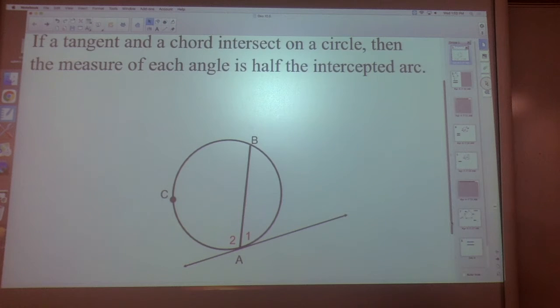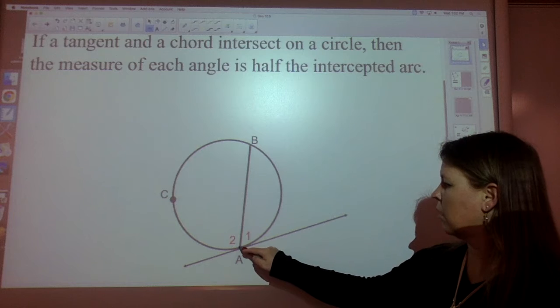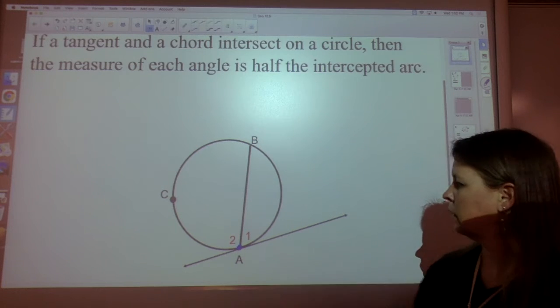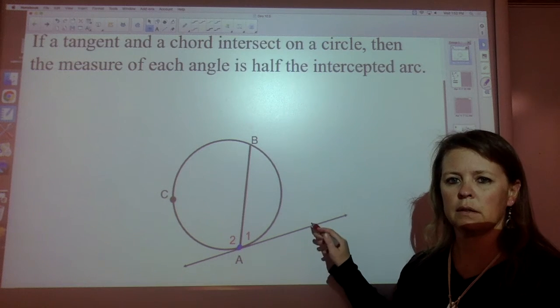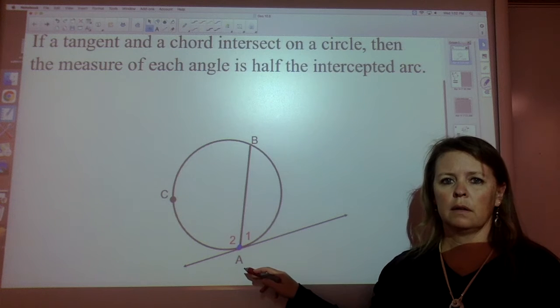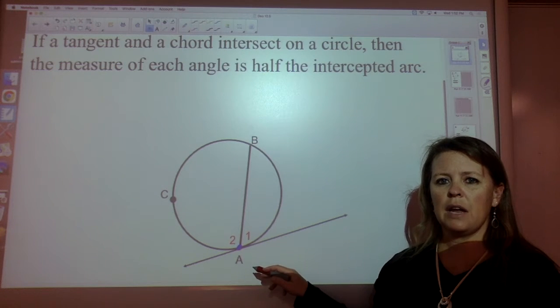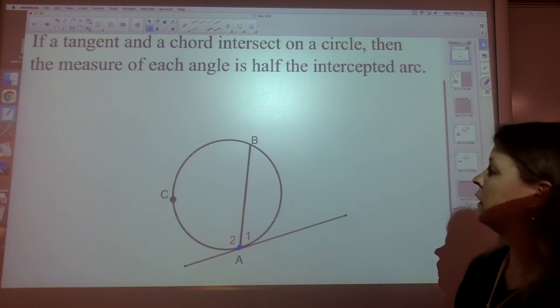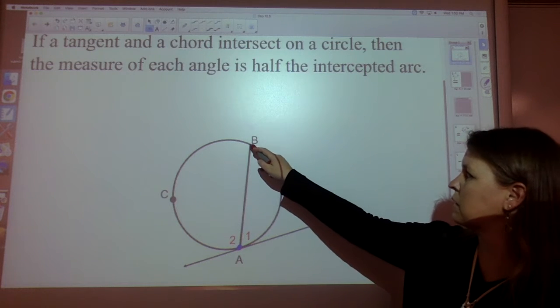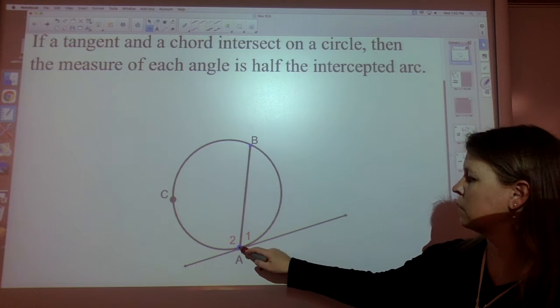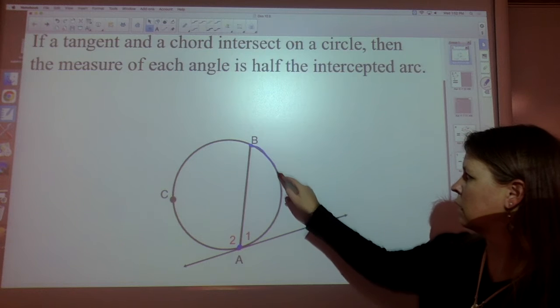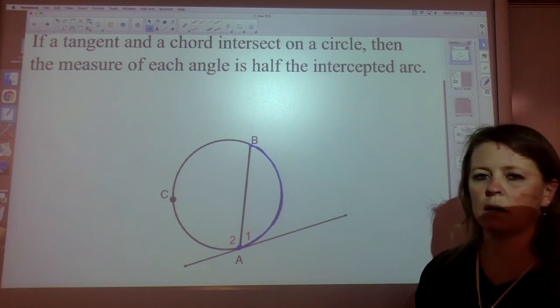So this time, compared to in your previous section, your tangent and your chord are meeting on the circle. Here's your tangent, here's your chord. The measure of each angle is half of its arc. Where is its arc? It's right where the chord ends and where the tangent hits. It happens to make this arc right here.